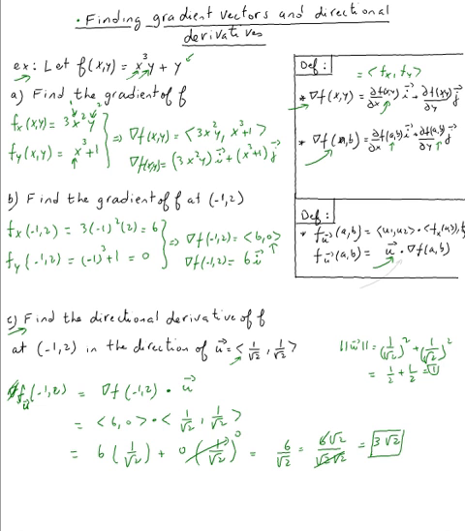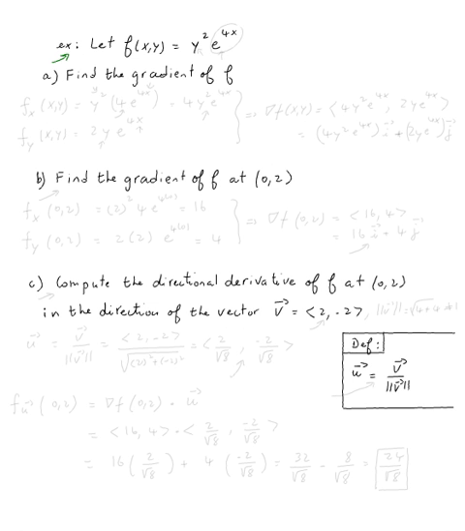Alright, now let's move on to the next example. Same question. f(x,y) equals y squared e^(4x). Find the gradient of f. Again, I need to find the partial derivative with respect to x of f(x,y), which is equal to, now remember, y squared is a constant I'm not going to touch, and the partial derivative with respect to x of e^(4x) will be 4 times e^(4x), which is equal to 4y squared e^(4x).